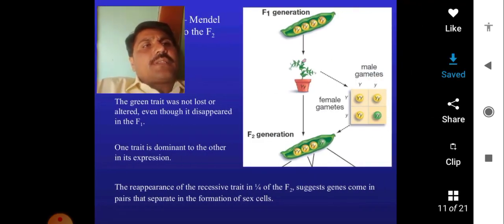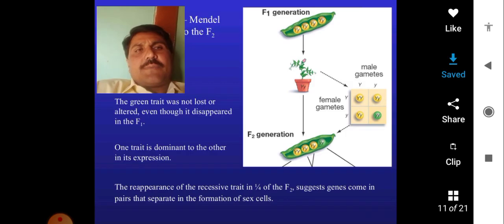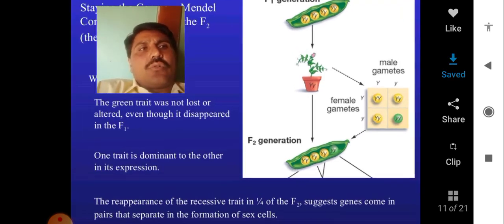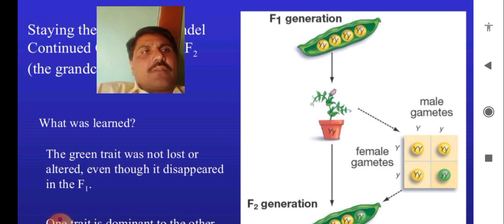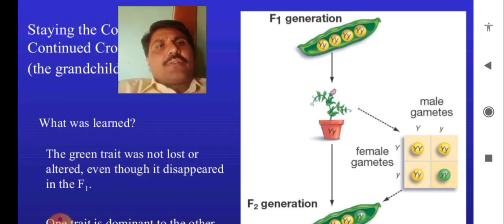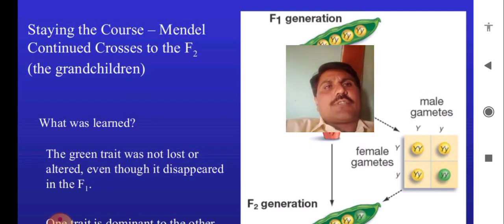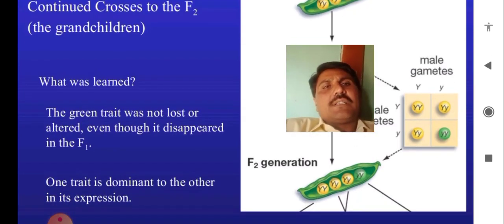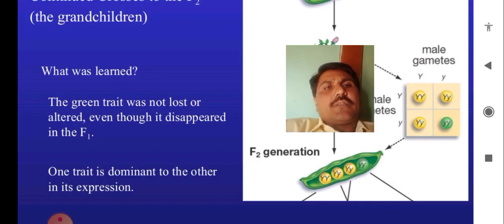Now this F1 generation is fertilized among themselves. They are allowed to grow into plants. You can see the F1 generation plants grown over there, and they are self-fertilized. Staying the course, Mendel continued crosses to the F2. What was learned: the green trait was not lost or altered even though it disappeared in the F1. Though yellow was dominant, one trait is dominant to the other in its expression.